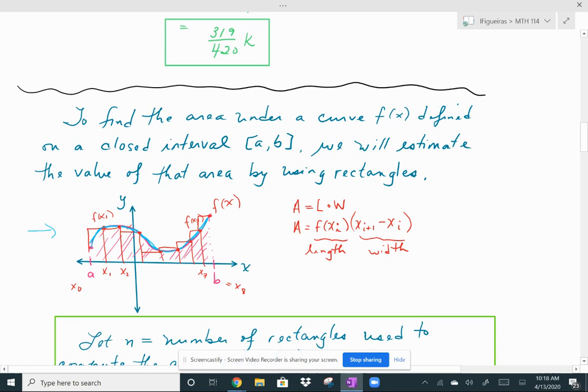Okay, but we don't really have a formula for that. We have formulas for geometric shapes like squares and rectangles, triangles, and circles. We don't have a formula to find the area under a curve.